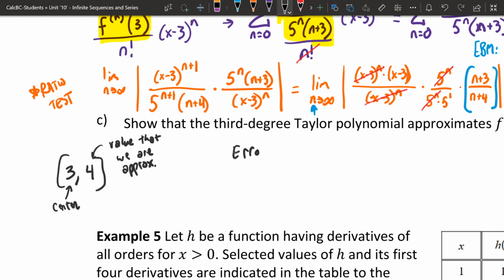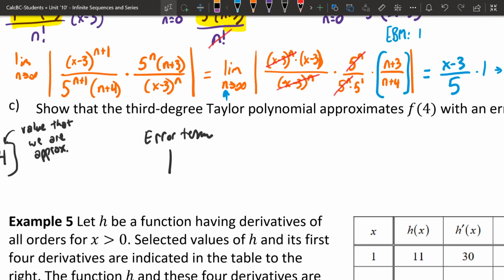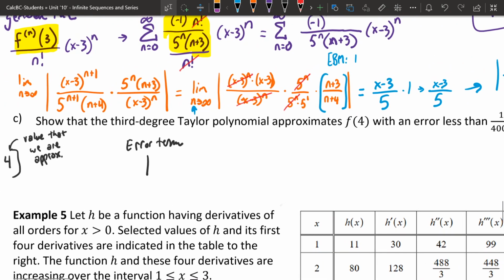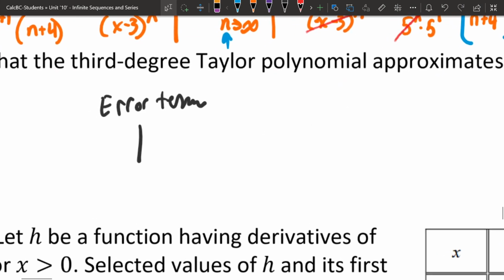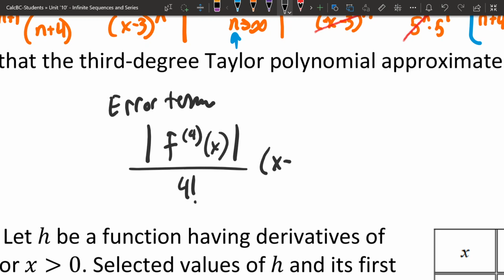And we can say, so our error term, since it says the third degree Taylor polynomial, we want to look for our error. We want to look at the next term. So that's going to be our term with our fourth derivative of f of x over 4 factorial times x minus our center 3 to the 4th power.